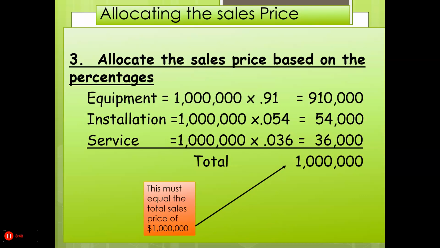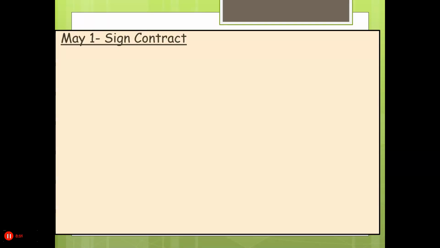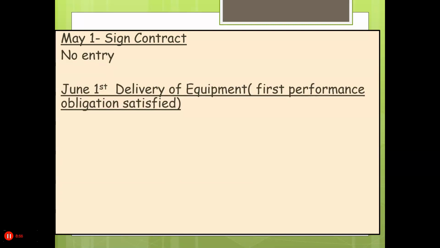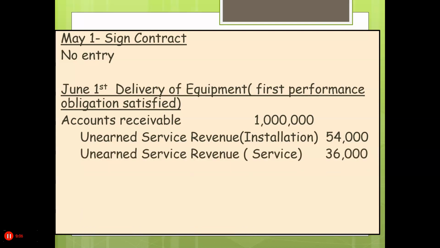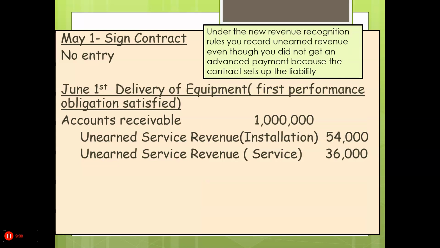Now, what are we going to do? Well, what happens when the contract is signed? Nothing. On June 1st, when the equipment is delivered, we can book the equipment. We would book accounts receivable of $1 million, and unearned service revenue for the installation and for the service.